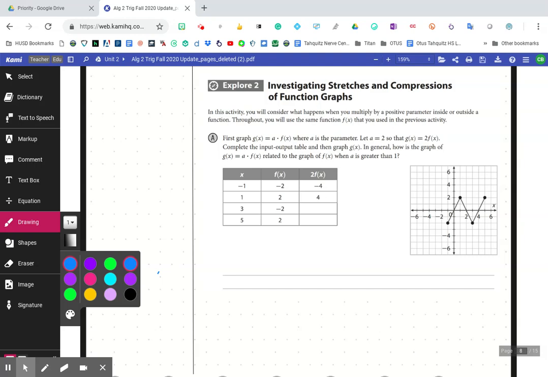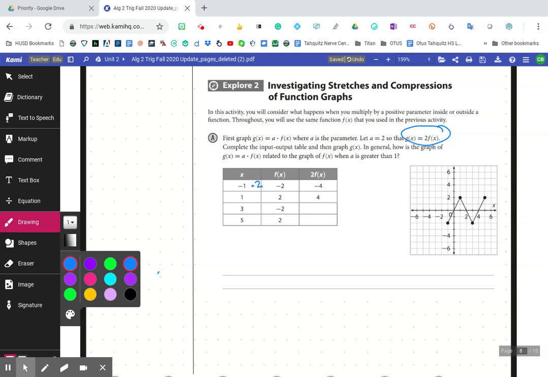So first, graph g of x equals a times f of x, where a is the parameter. We're going to let a equal 2, so this is our function. It's 2 times our function. Complete the input-output table and then graph. In general, how is the graph of g of x related to the graph of f of x when a is greater than 1? So all it said I was doing was multiplying by 2.